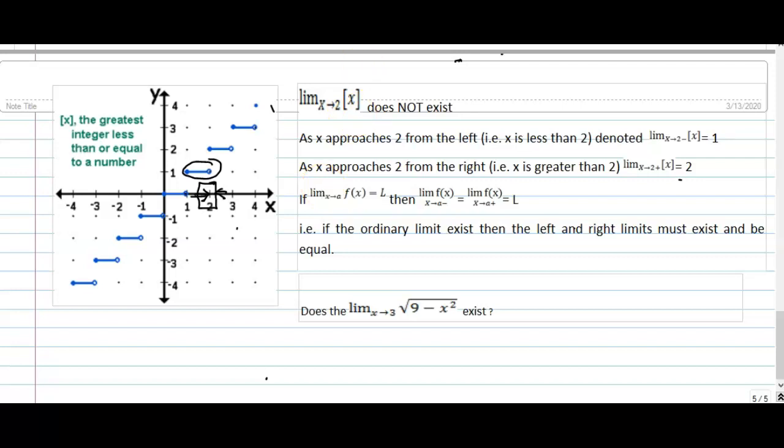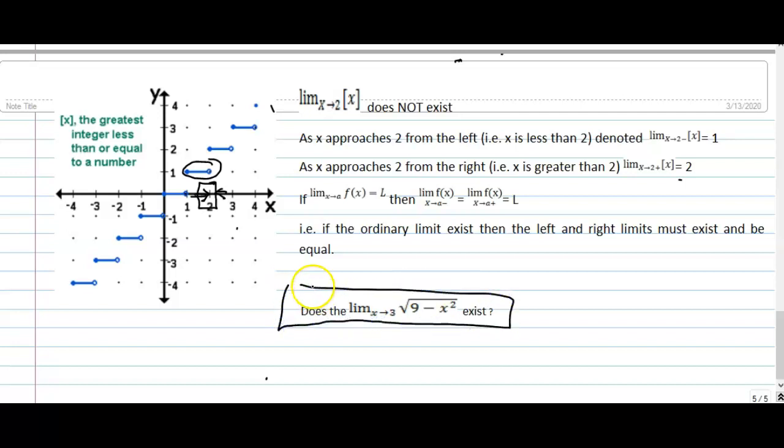So in order for the ordinary limit to exist, both the left and right limits must exist and be equal to each other. So here I'm asking you, does the ordinary limit of the square root of 9 minus x squared exist? Therefore, you have to examine both the left and right limits. So the limit of f of x, which is the square root of 9 minus x squared, as x approaches 3 from the left.